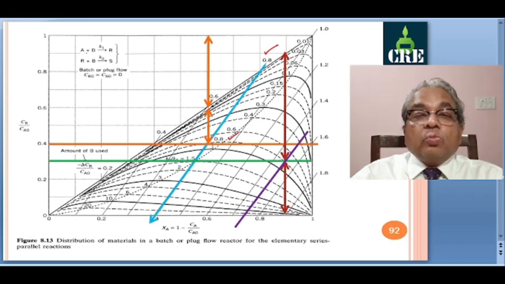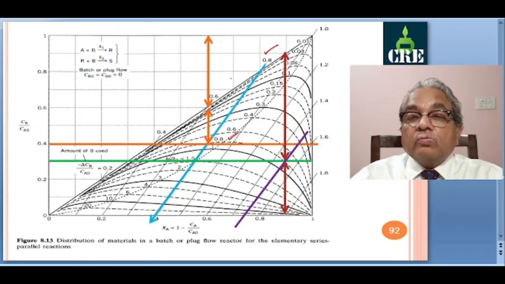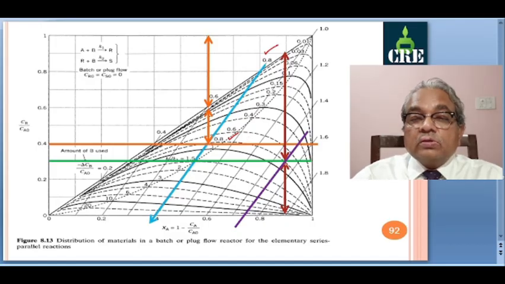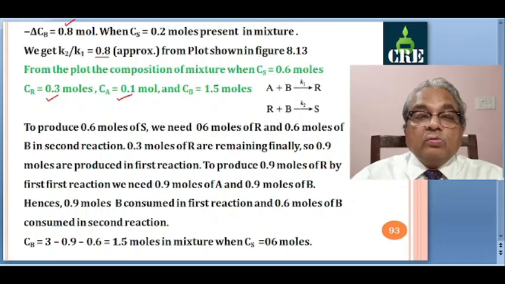So this is 0.9 and this is 0.3, so for 0.6 Cs, Cr is 0.3 and the remaining 0.1 is Ca. And this intersection line, you have to find out where it cuts, and that will give you further information. So Cs is equal to 0.6, Cr is 0.3, Ca is 0.1. Once Cs is fixed at 0.6, then on this K2 by K1 profile, this is 0.3, that is CR, and the remaining 0.1 is CA. So we have noted this.